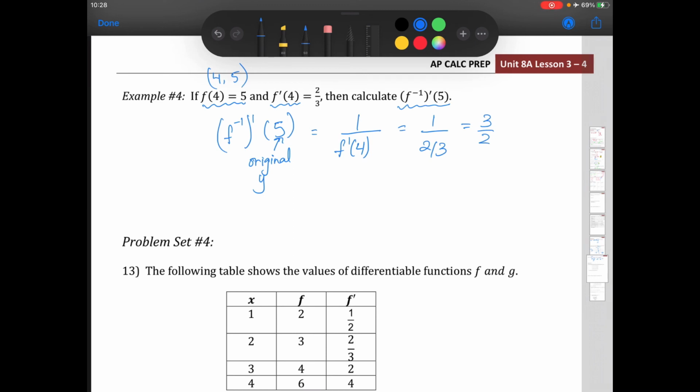So that's basically it, guys. These questions do take a little bit of time. There's not much to do, but just understanding what is given and how to use that to find your answer.